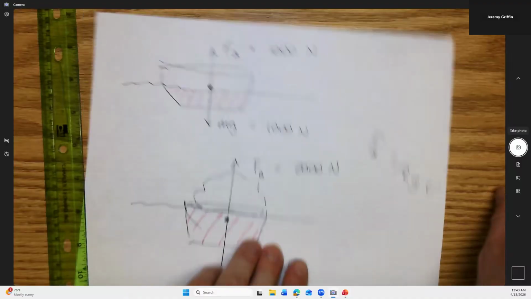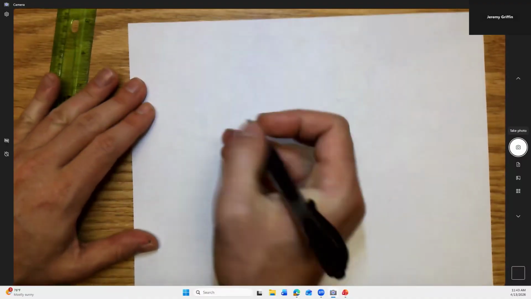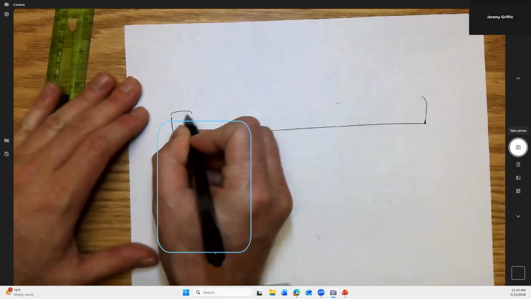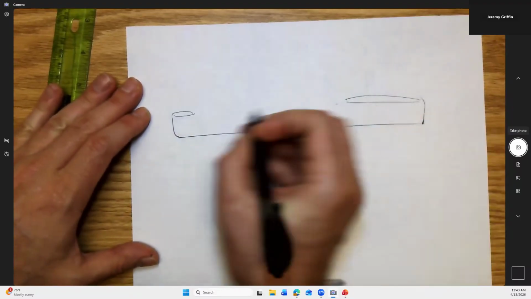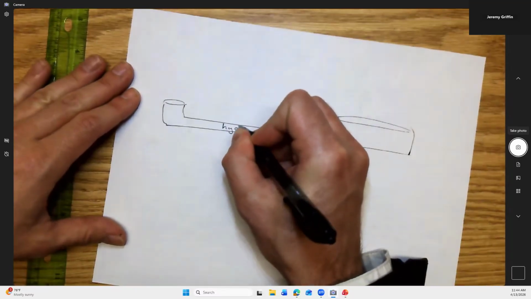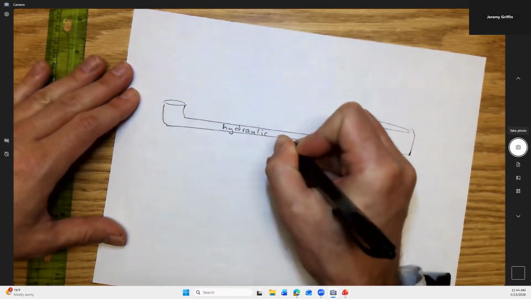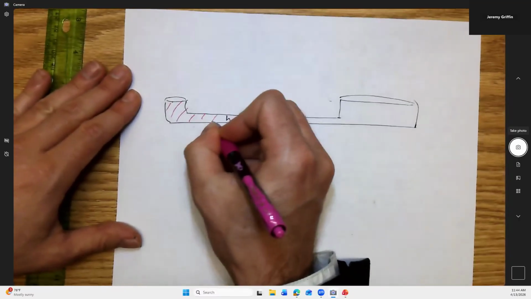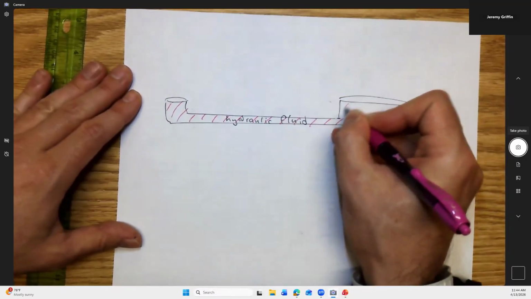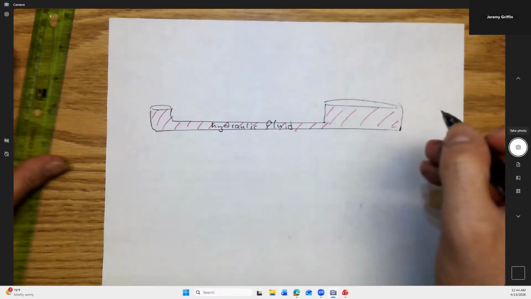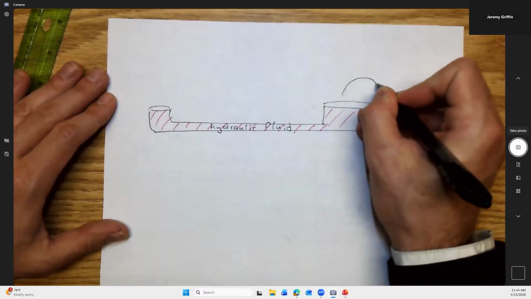All right, let's get a picture going here. Picture time. Go ahead, draw a hydraulic lift. So you've got a small piston and a large piston. Let's fill this all with hydraulic fluid. Maybe I'll just hatch this in pink ink. Everything I'm hatching in pink ink is hydraulic fluid. And let's put a car on the side.